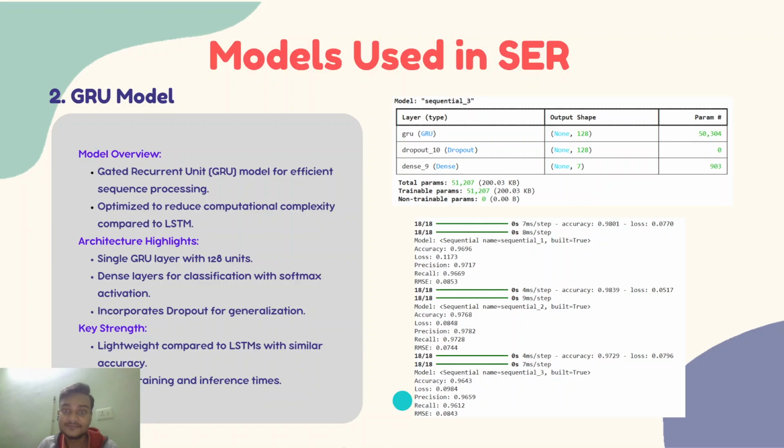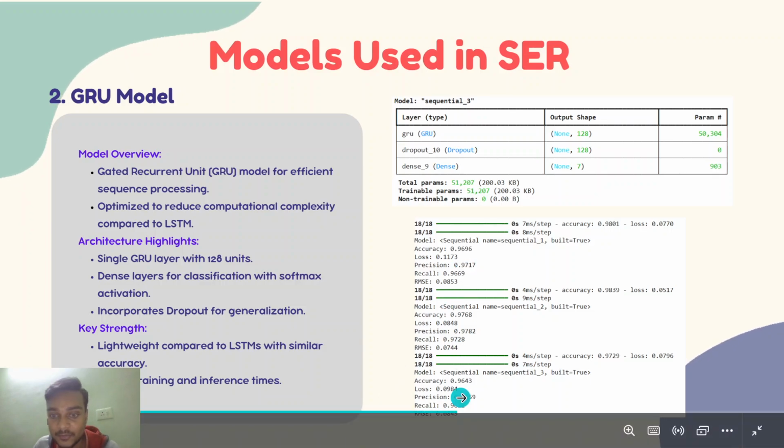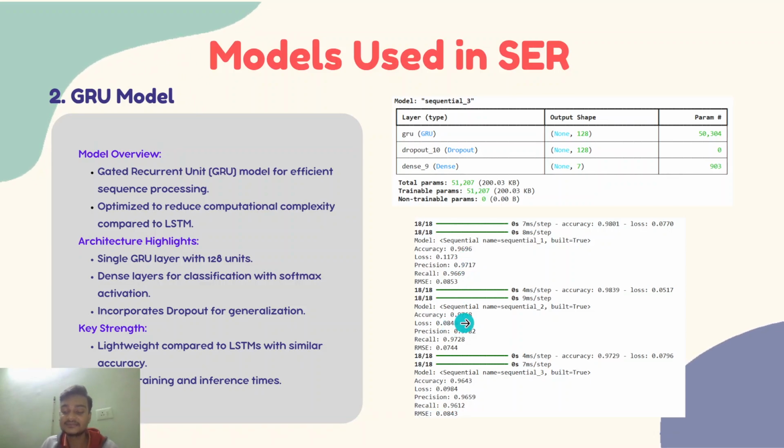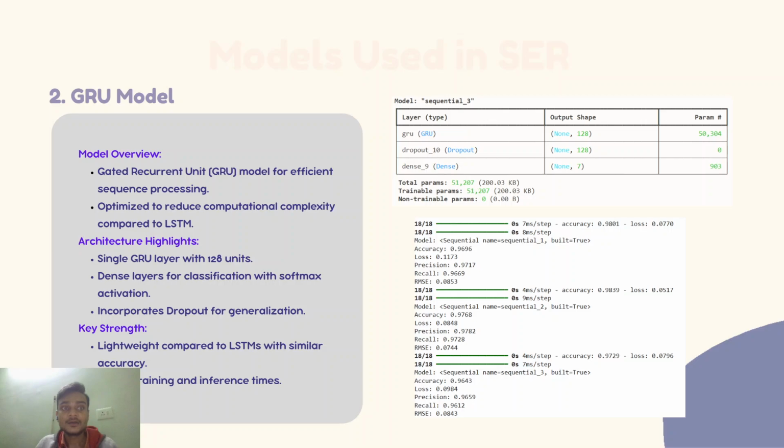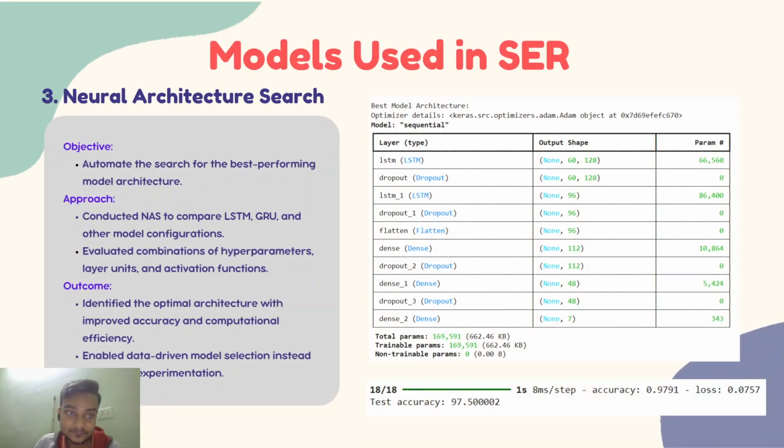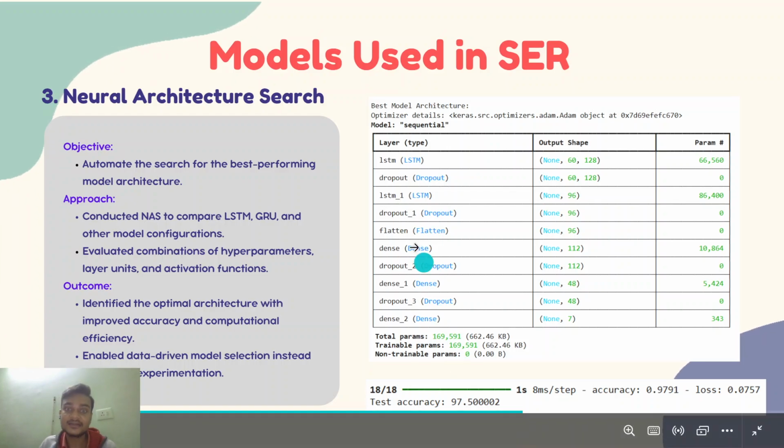As you can see, the accuracy of the GRU model over here, 96.43%, is similar to the LSTM models, 96.96% and 97.68%. Now, coming to the neural architecture search. This is our step to find the best architecture for a LSTM model. Here we have taken two LSTM layers, then a dense layer with a few dropout layers, and you can see the best architecture has a test accuracy of 97.50%.